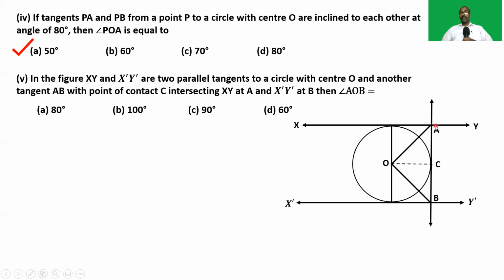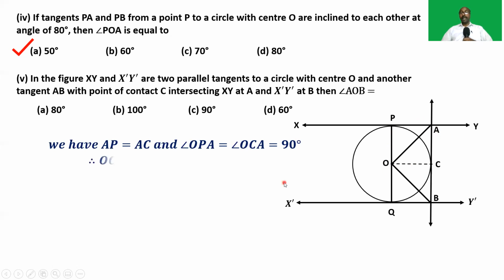Now, PQ is the diameter and AP, AC are the lengths of tangents drawn from A. So that we have AP is equal to AC. And also angle OPA equal to angle OCA is equal to 90 degrees. Also OP is equal to OC because they are the radii of the same circle. So we can say that OCAP is a square. And we know that in a square diagonals bisect the angles at vertices.